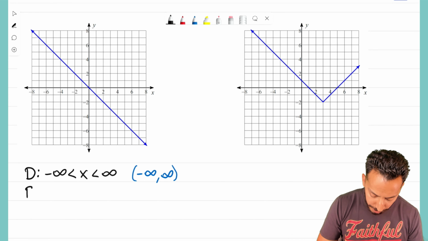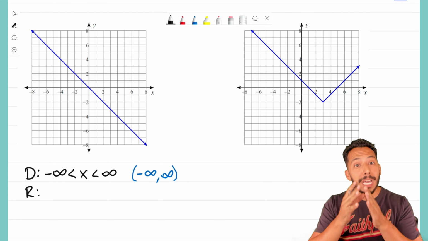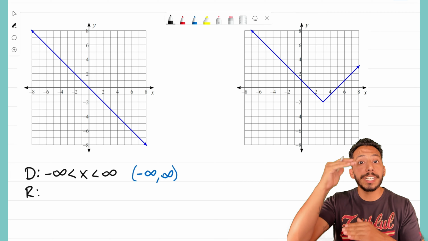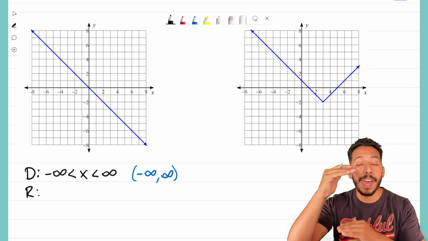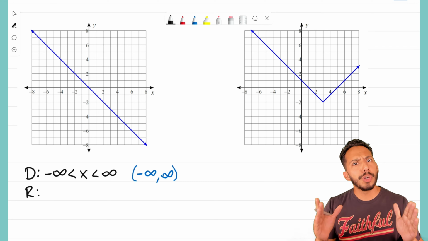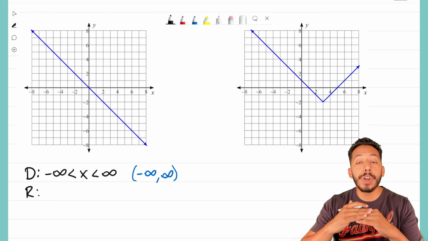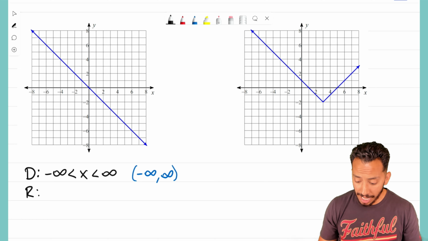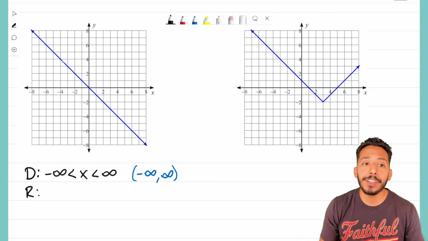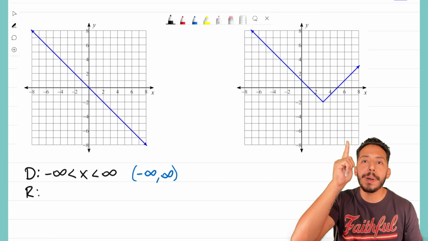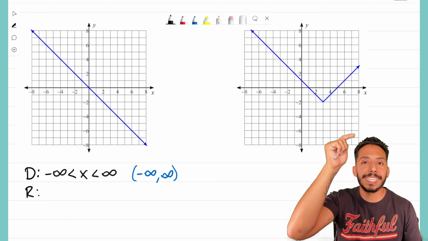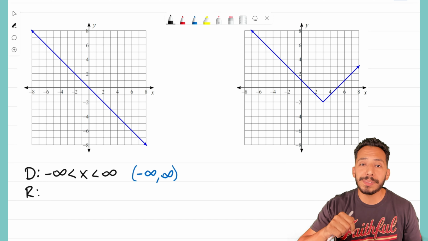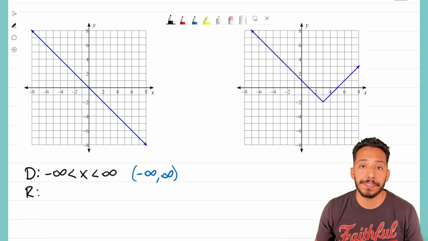Alrighty, let's go ahead now and try range. If we think about domain, it's the set of inputs that work for a given function. Range is the set of outputs that work for a given function. Again, domain is thinking left and right. Range is thinking up and down. So we want to look at those outputs and see which outputs are possible. And again, for a line, we notice as we look at these y values, it's going to keep going up, up, up forever until it hits infinity, and it's going to keep going down, down, down, all the way until negative infinity.